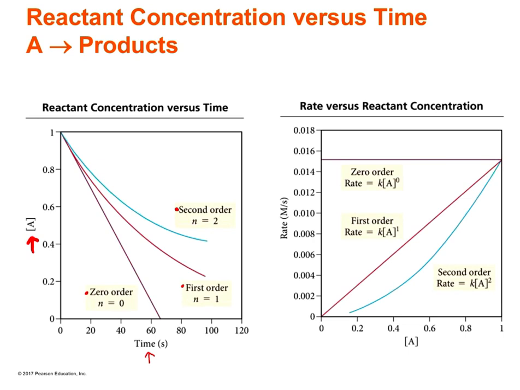And then on the right-hand side, we have rate versus reactant concentration. The rate is on the y-axis, and the concentration of the reactant is on the x-axis. We can see that the rate for a zero-order reaction does not change with the concentration of A, so that's just a flat line. For a first-order reaction, there's a linear relationship. And for a second-order reaction, it's a bit of a curve, because, again, remember, if we double the concentration of A in a second-order reaction, we're quadrupling the rate.